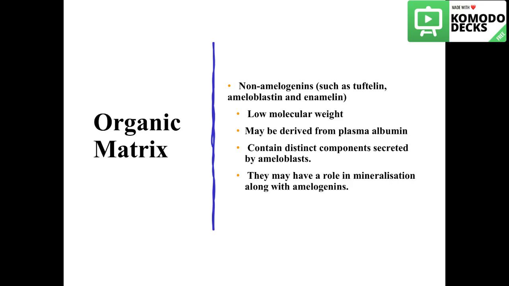The non-amelogenins, such as tuftelin, ameloblastin, and enamelin, have low molecular weight. They are derived from plasma albumin. They contain distinct components secreted by ameloblasts, and they may have a role in mineralization along with amelogenins.